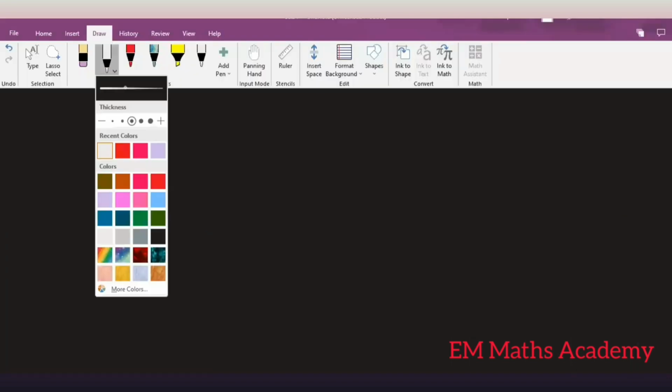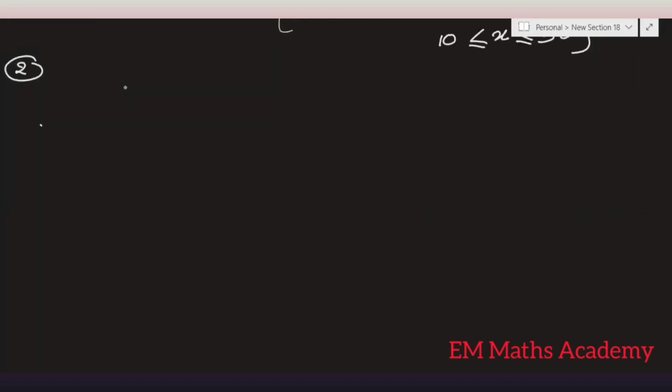The second one. The second one is given in set builder method. Look, it seems a little bit difficult. But is it difficult? It's not difficult. Colon x. Oh, what is this?